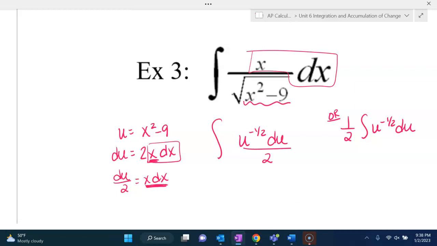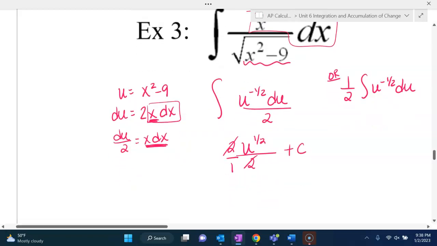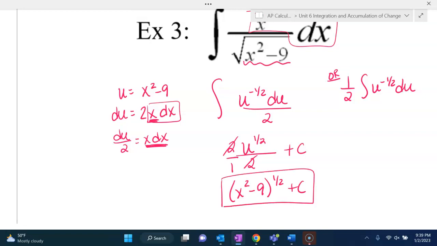So let's add 1 to our exponent. So this is going to be 1/2. Now this 2 is going to drag along. Instead of dividing by 1/2, I'm going to multiply by the reciprocal, which is 2 over 1. So those 2's are going to cancel anyway. Don't forget that plus c. Put your u back in. And all of these, like I said, you can do a quick check.